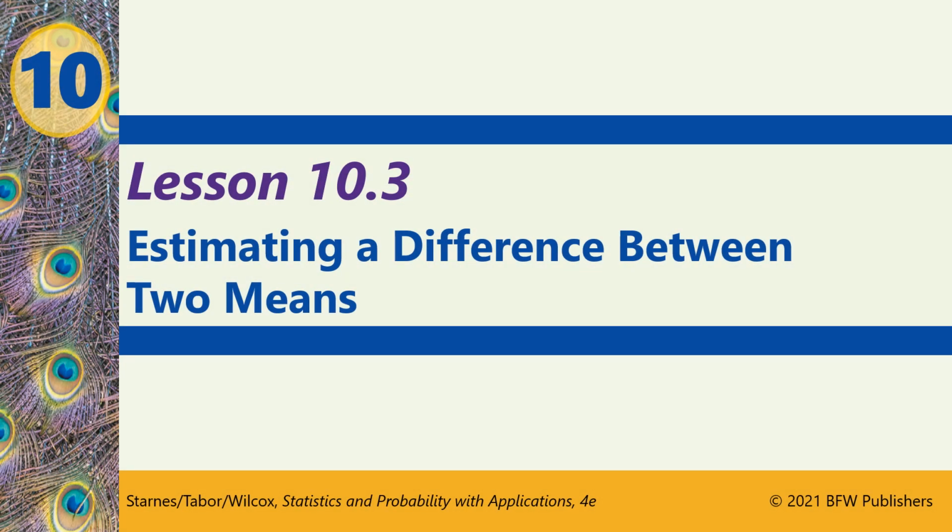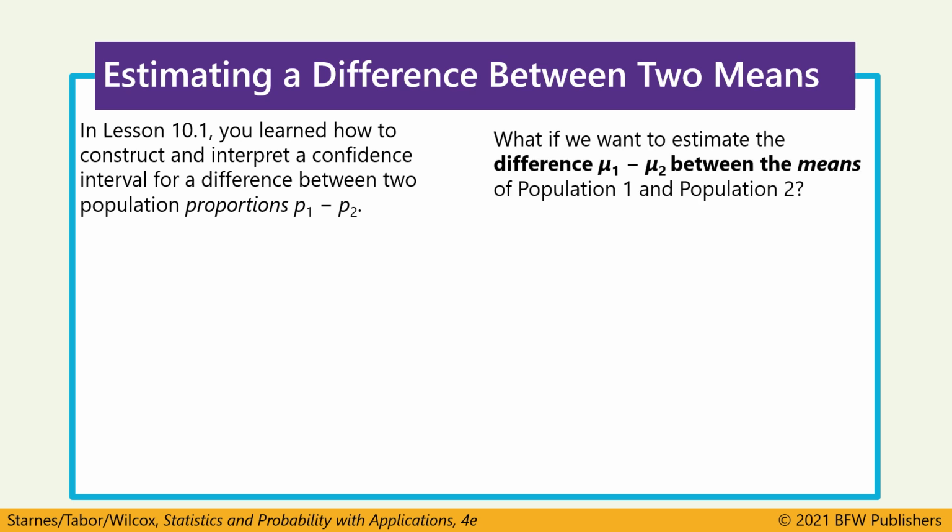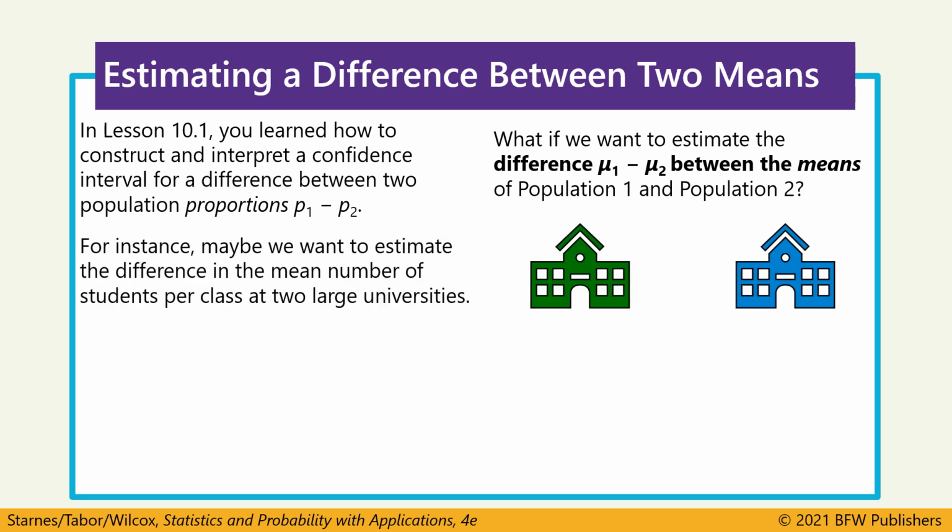Section 10.3, estimating a difference between two means. In the first section of this chapter, we learned how to create a confidence interval for the difference of two proportions, p1 and p2. And in this section, we'll be covering the same thing, but instead of proportions, they'll be means. So we have mu1 and mu2.